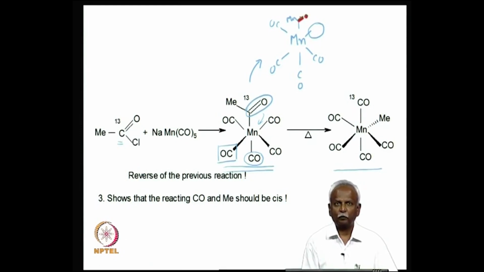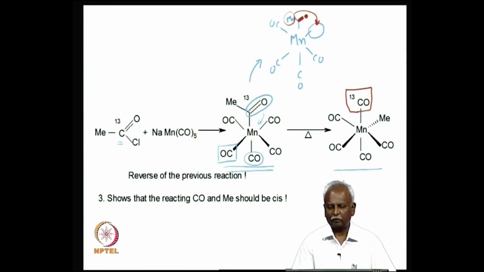This carbon monoxide was labeled. So, we have the label in that position, the label is still in that position, and the methyl group has in fact migrated to this vacant site, and that is what we have here. So, we have a reaction which suggests that the reacting carbon monoxide and the acetyl group, and the vacancy, should be in cis position with respect to each other.